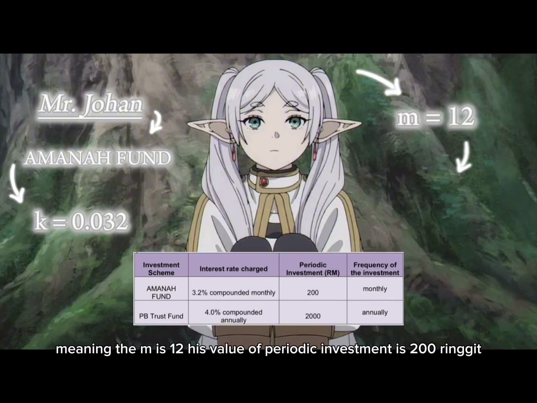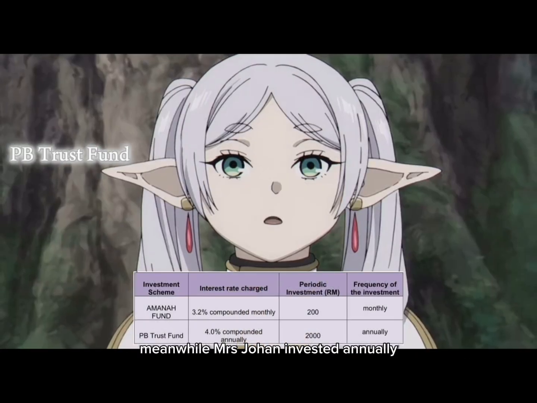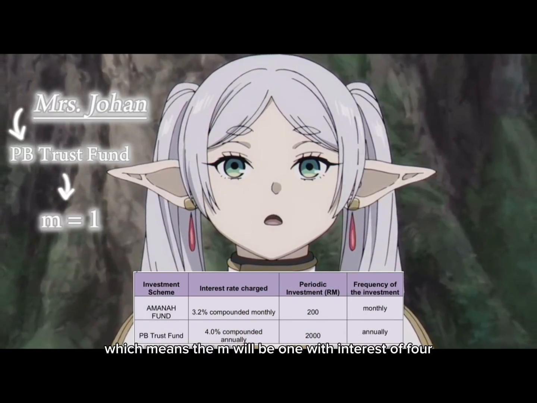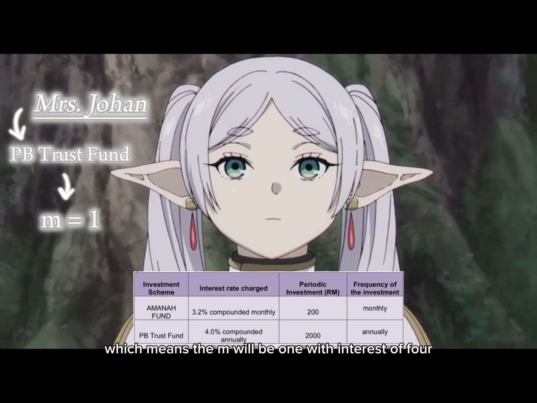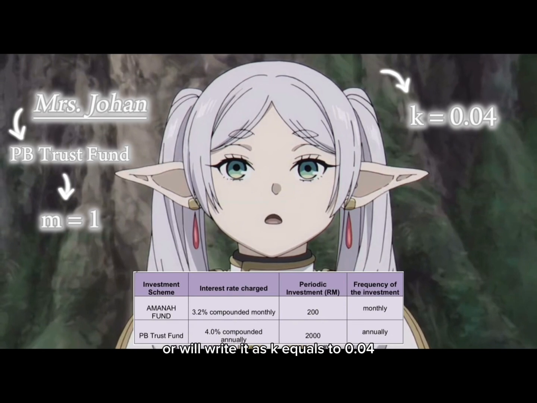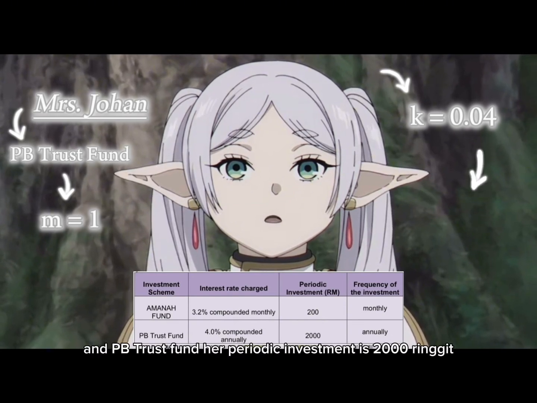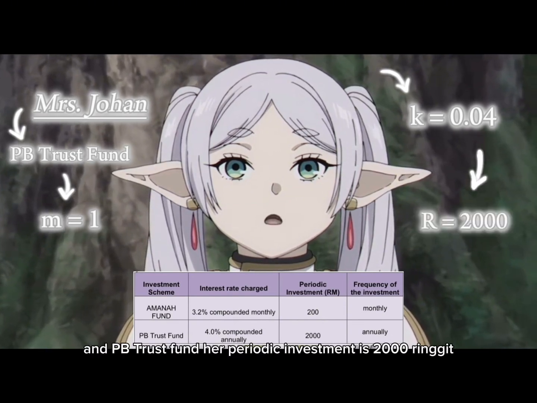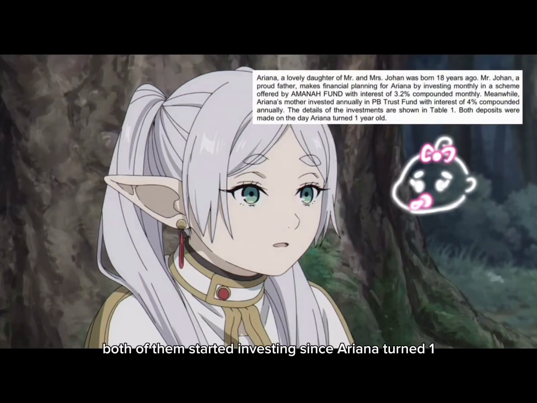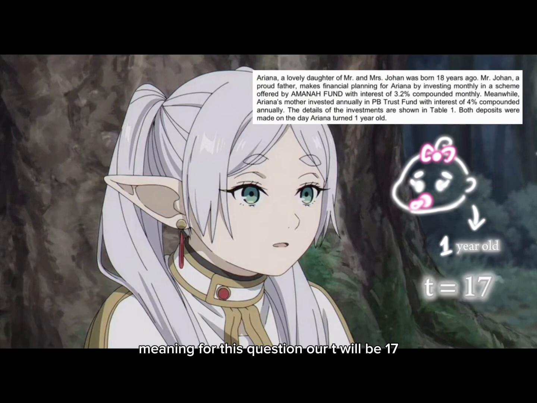His value of periodic investment is 200 ringgit. Meanwhile, Mrs. Johan invested annually, which means the M will be 1, with interest of 4%, or we'll write it as K equals 0.04 in PB Trust Fund. Her periodic investment is 2,000 ringgit. Both of them started investing since Ariana turned 1, meaning for this question, our T will be 17.